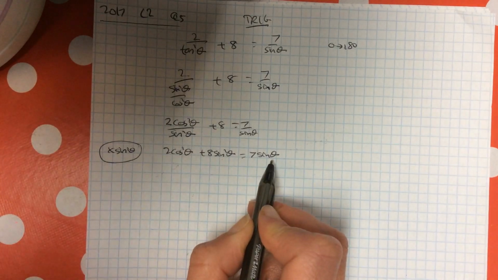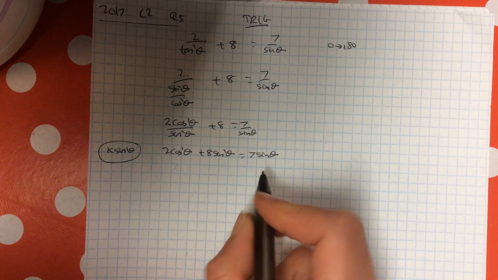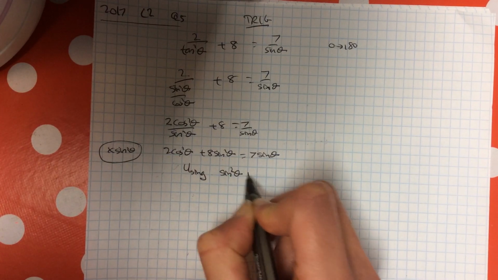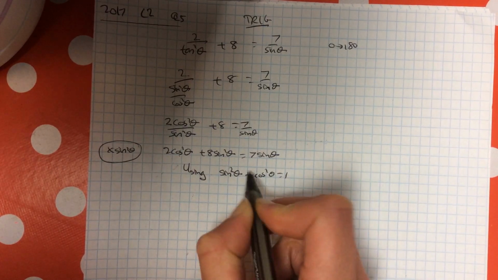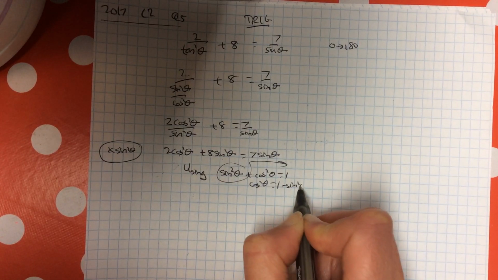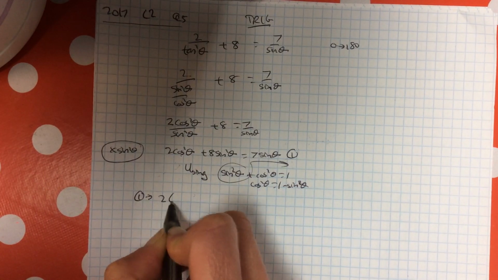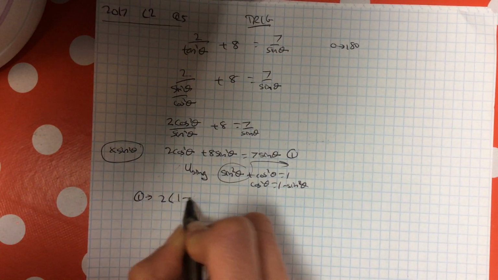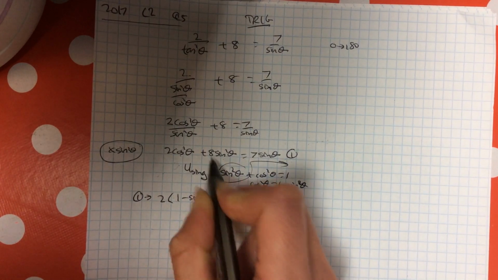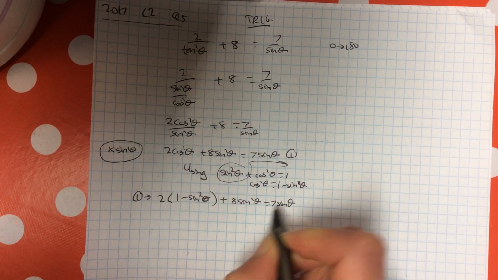My trig words aren't all the same, so you have to make them all the same. So I'm going to make this cos squared into sine squared using the trig identity sine squared plus cos squared equals 1. Just rearranging that, cos squared is 1 minus sine squared. I'll call this equation 1. It now becomes 2 times, instead of writing cos squared, write 1 minus sine squared, plus 8 sine squared equals 7 sine theta.